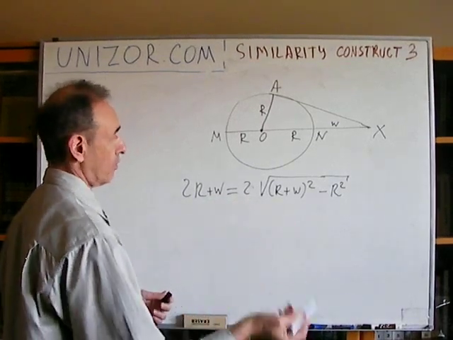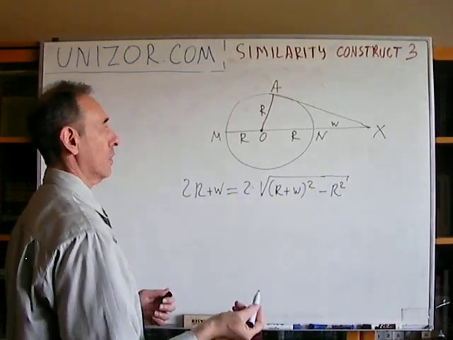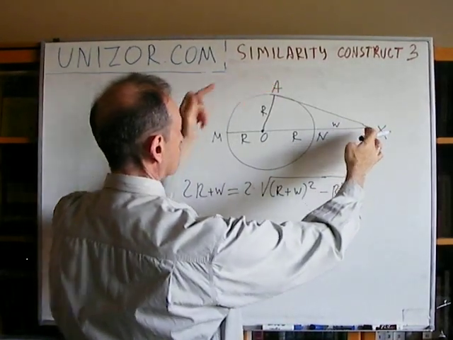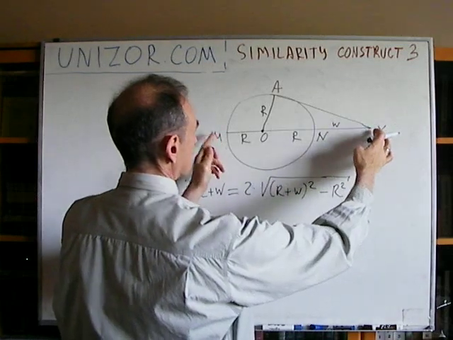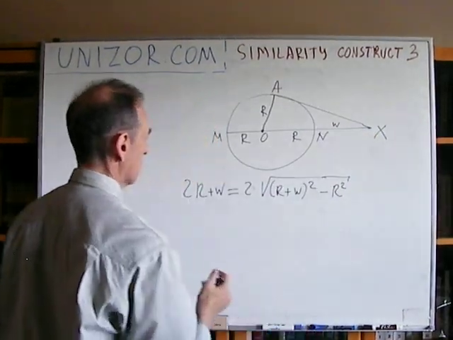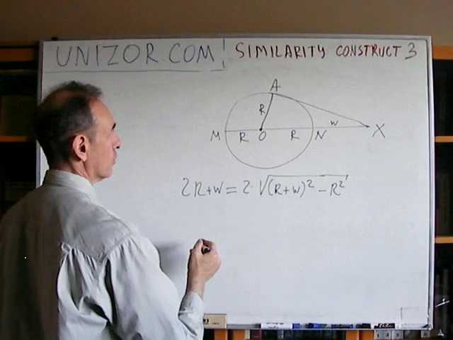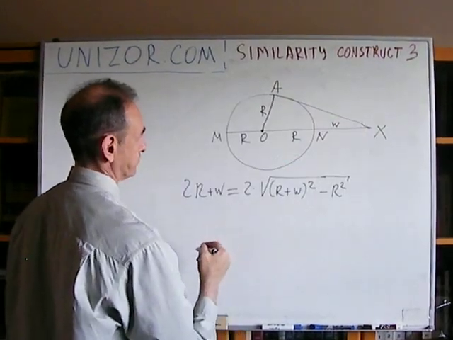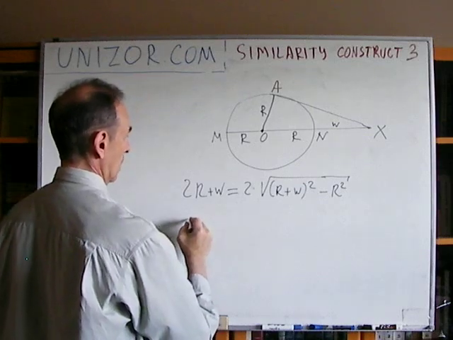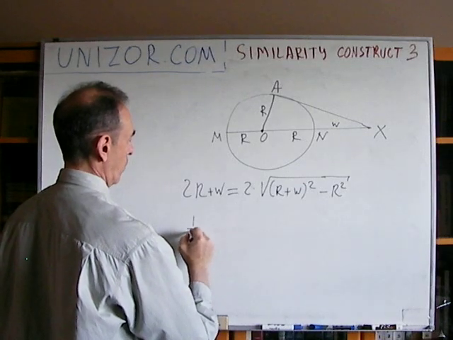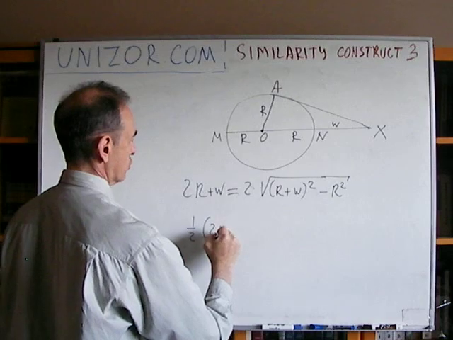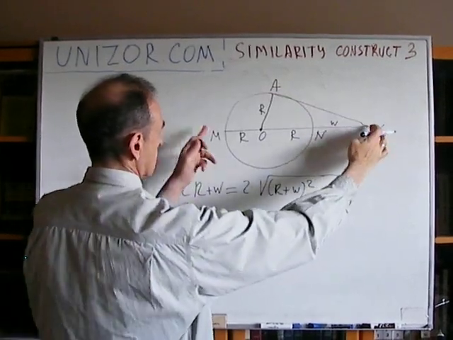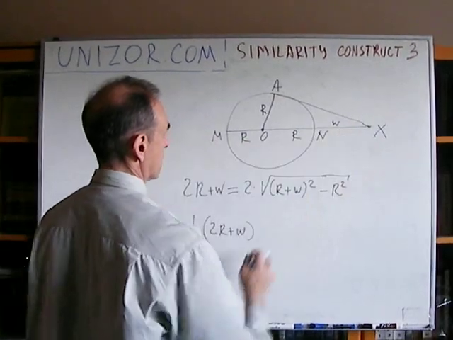Alternatively, which is probably the same thing, we know that the square of a tangent is equal to the product of a secant by its external part. So a different equation would be, so this one would be 1/2 of 2r plus w, right? I know that this is half of this. This is 2r plus w.